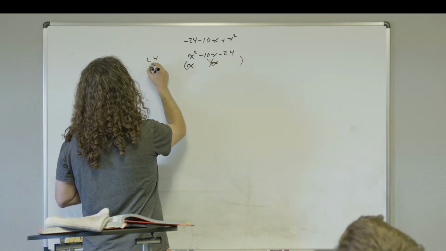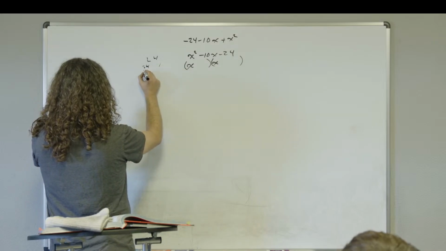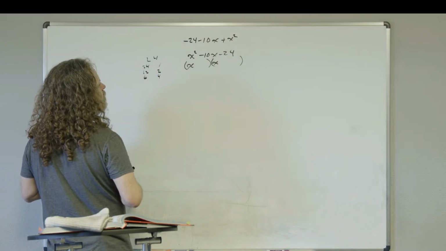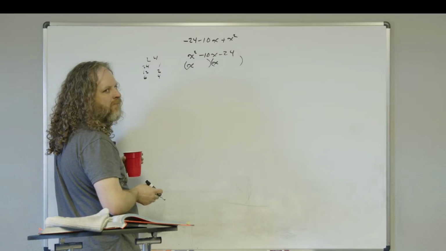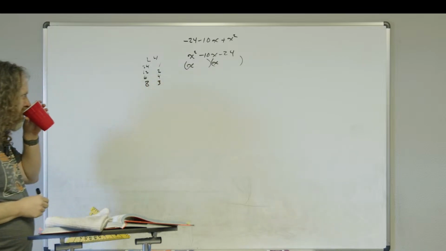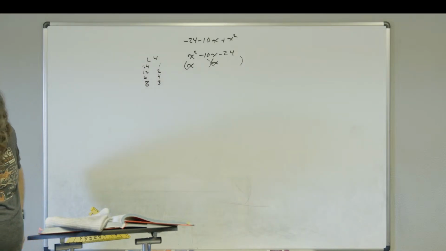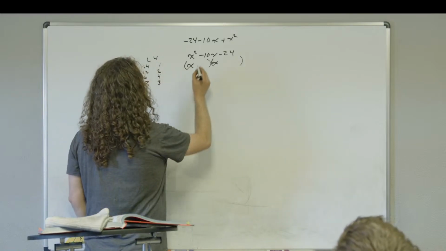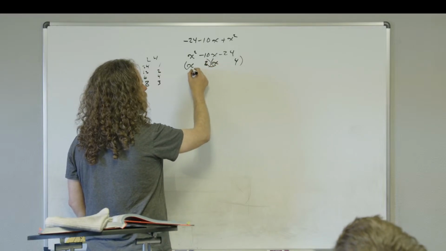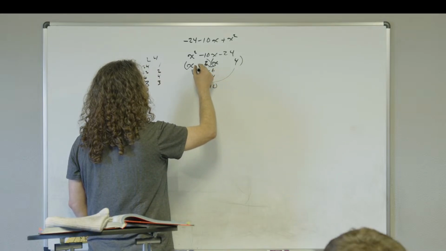What are the factors of 24? 24 and 1. What else? 12 and 2. 6 and 4. You're missing one. 8 and 3. All right, what do we want to try? Let's put 6 and 4. That's true. Negative 6 and negative 4.